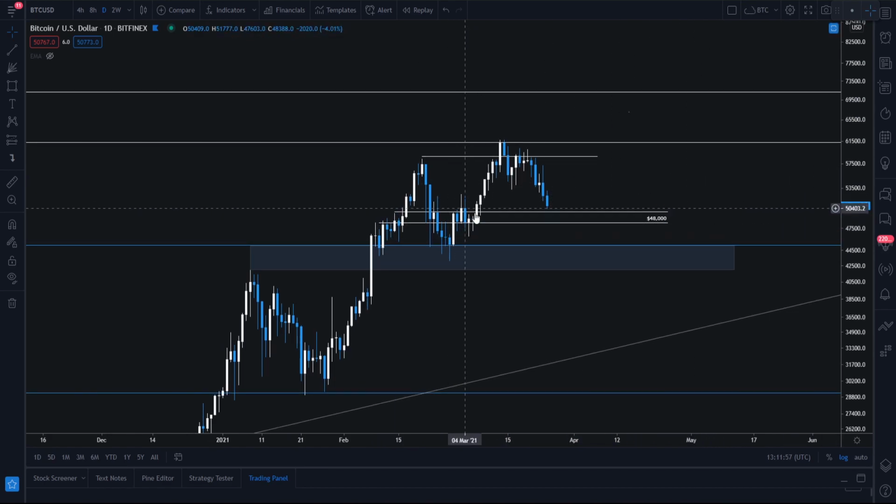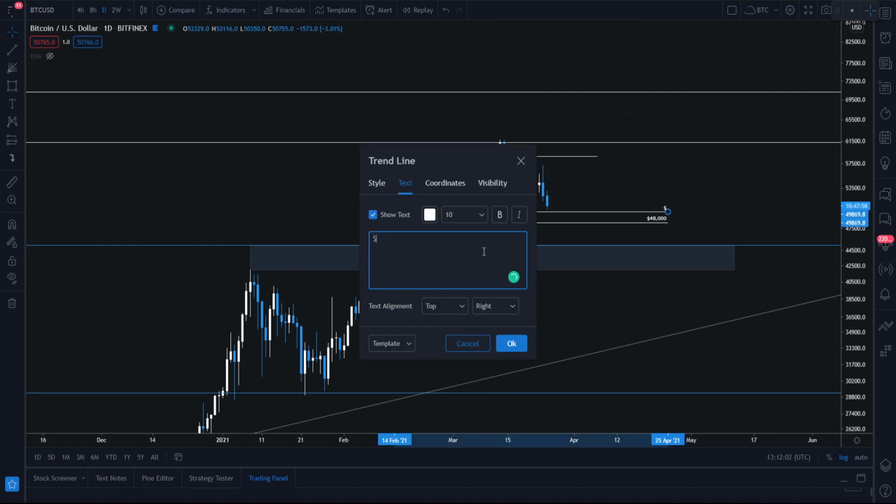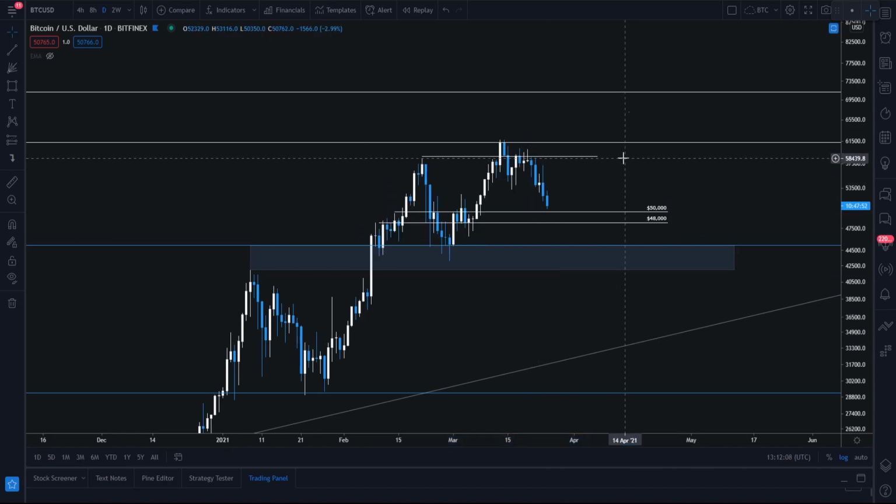So then we have another level here at 50k, which psychologically is a level we need to be watching for, because sort of how we have psychological resistance and support at previous all-time highs or previous all-time lows. The market also has a funny way about really putting a lot of emphasis on large numbers, so like 50k, 100k.